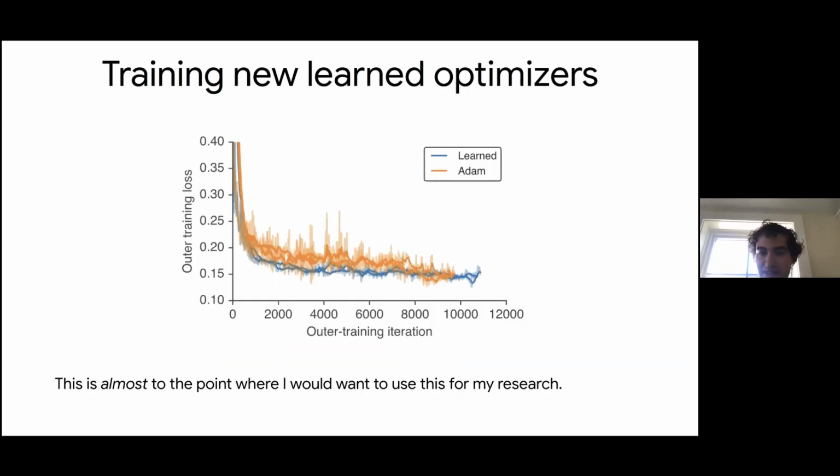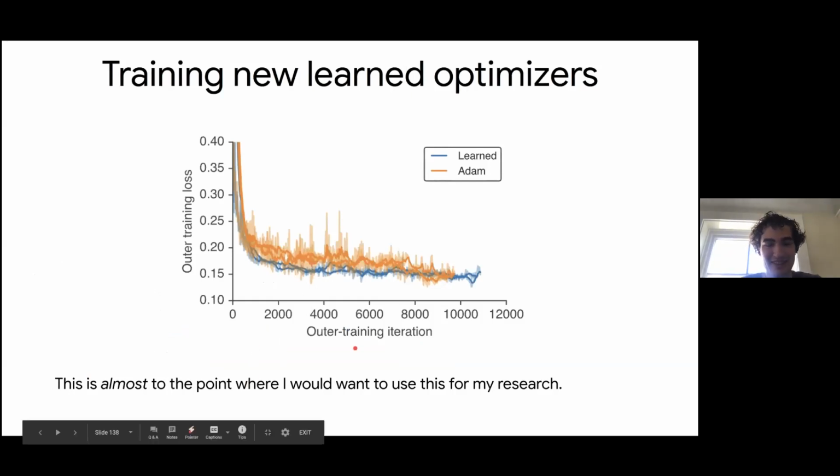Finally, an experiment that excites me a lot is that we can actually train these optimizers to train new versions of themselves. So I have a problem, right? I'm training a bunch of learned optimizers, and I have this magic optimizer. Maybe it can help me do my research. So what I'm showing here are outer training curves.